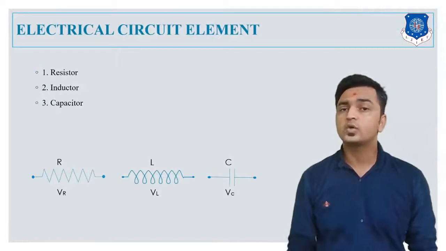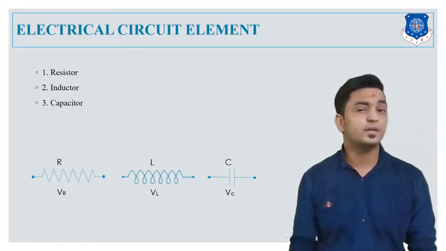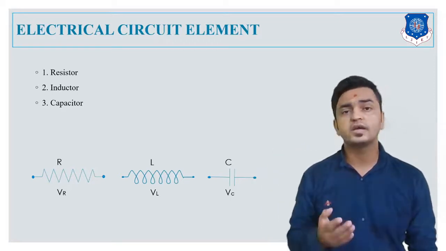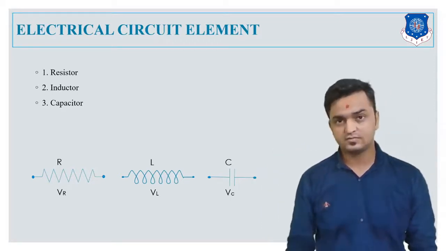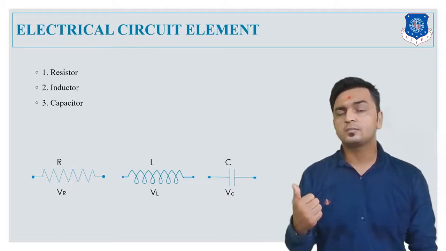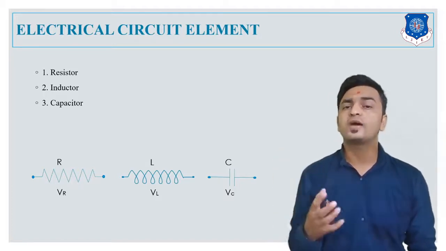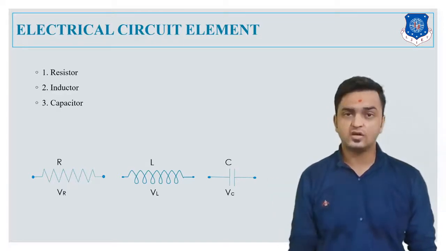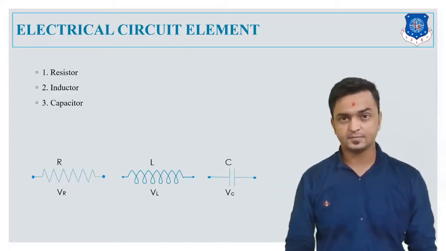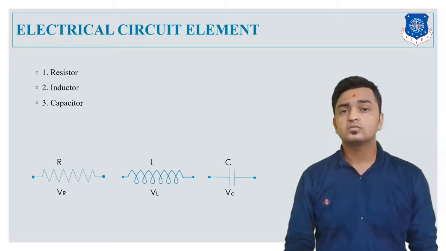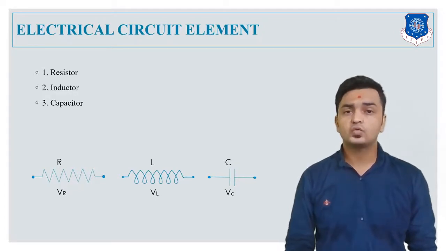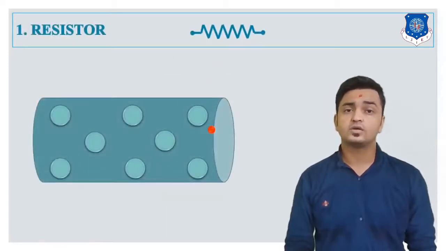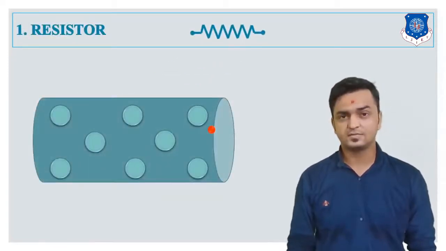So here we are going to discuss basic circuit elements as given over here, and those are resistor, inductor and capacitor. These are the components by which we are going to form various simple circuits in this video lecture series of basic electrical engineering. So let's start with the first one, and that is resistor. So first of all, what is resistor?